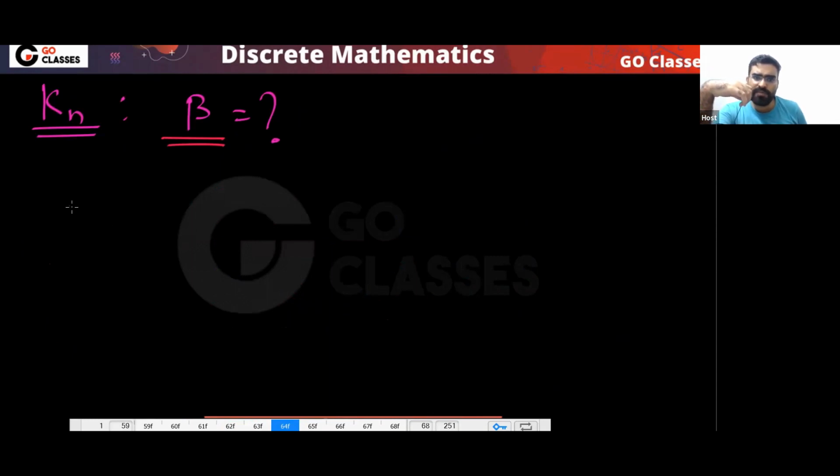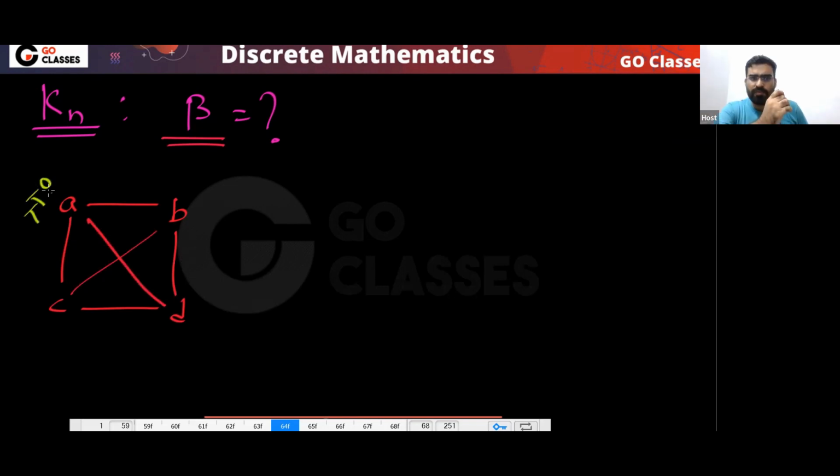If you have a complete graph, is one vertex enough to cover all the edges? If I put one security guard here, can I cover all the edges? No, I cannot cover this edge, because this is a complete graph. Between every pair of vertices, there is an edge.